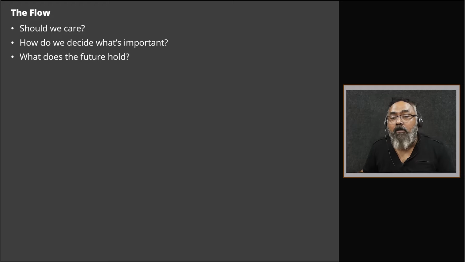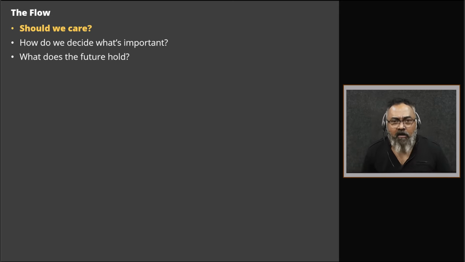We don't know. We have some past papers. We have the history. We can probably look at the history and figure out what is important, but we still have to decide what important even means. And with all that, we still have to answer the question, what does the future hold? What is likely going to happen in CAT 2024? Okay, let's start with, should we care?